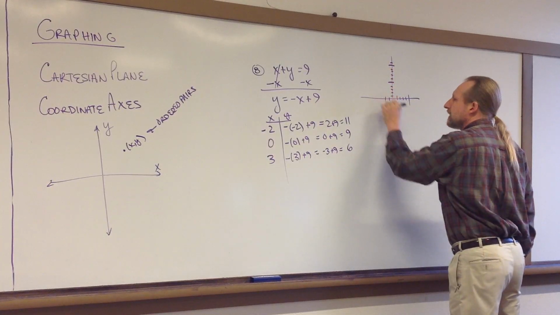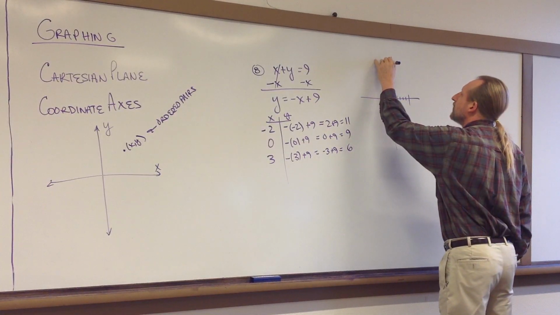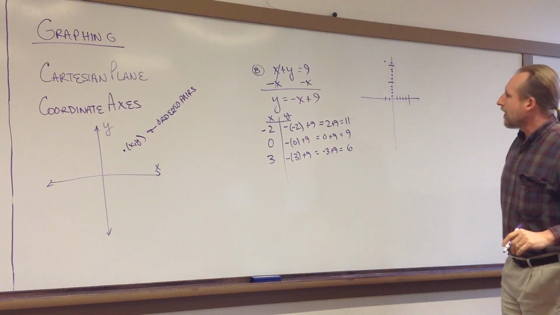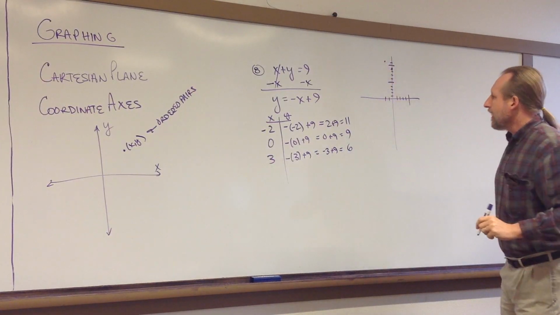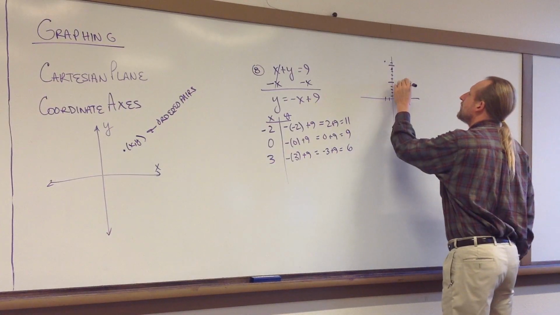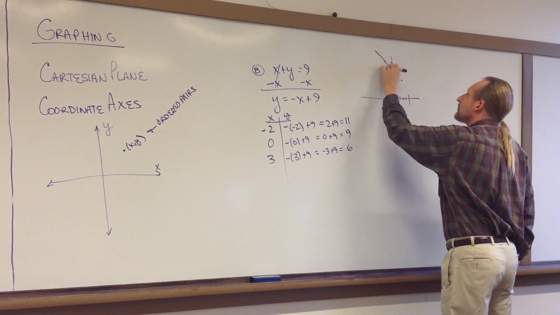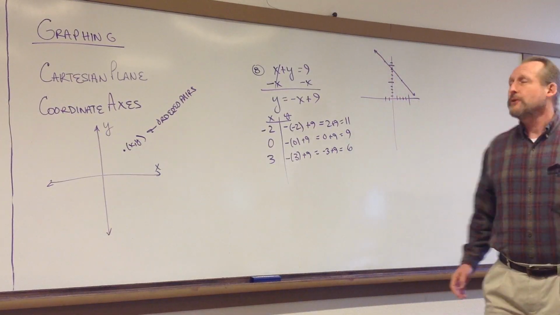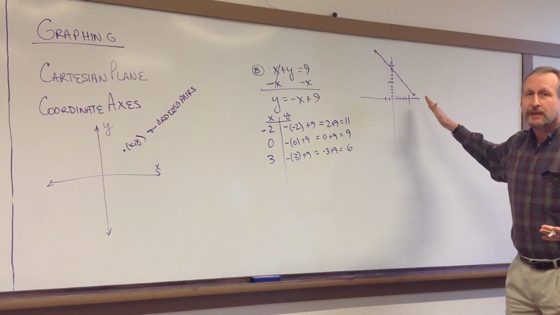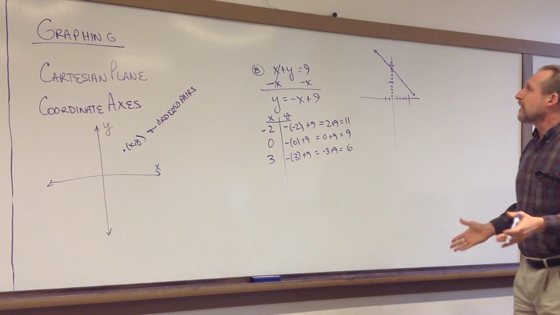All right, negative 2, 11. Let's see here, 0, 9, and 3, 6. And these should all fall in a straight line, especially if you're using graph paper. If you're using graph paper and these don't make a straight line, you've made a mistake, all right?